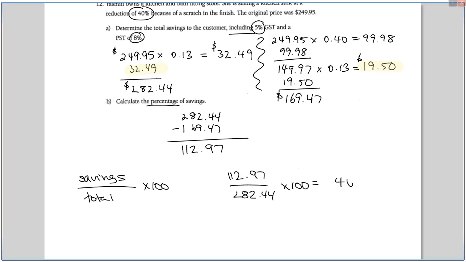So after rounding, this is about a 40% discount, which is identical to what the question told us. So I'm not quite sure what they're going for in part B here.